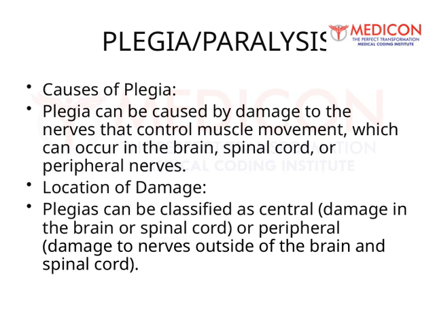When the damage happens in the brain or spinal cord, we call it central plegia. On the other hand, if the damage is to the nerves outside of the brain and spinal cord, we refer to that as peripheral plegia. This distinction is important because it influences how the paralysis presents and how we approach treatment. Recognizing whether the damage is central or peripheral helps us better understand the underlying cause and plan appropriate interventions.